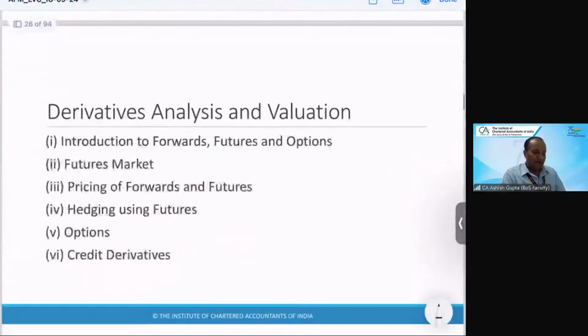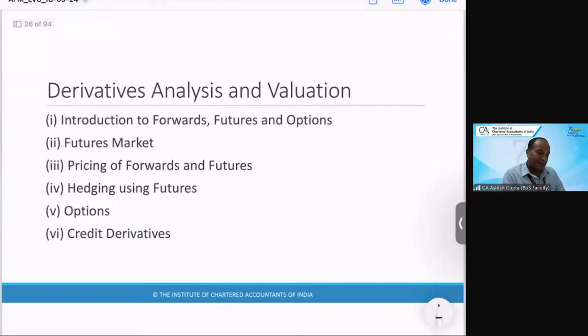Okay, students. Now next comes the topic of derivative analysis and valuation. This is the last topic of this section, that is Section 3. Here in this topic, derivative analysis.